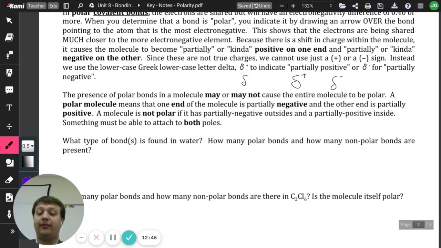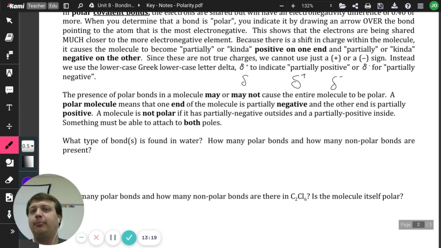All right, now, the presence of a polar bond may or may not determine if the molecule is polar or nonpolar. Now, here's the thing, y'all. If all the bonds are nonpolar, then yes, the molecule itself will also be nonpolar. But just because the bonds are polar does not mean that the molecule has to be polar as well. What does it mean to be polar? Well, remember that polar means you've got one side positive and one side negative. So you have to have a side that is positive and a side that is negative.